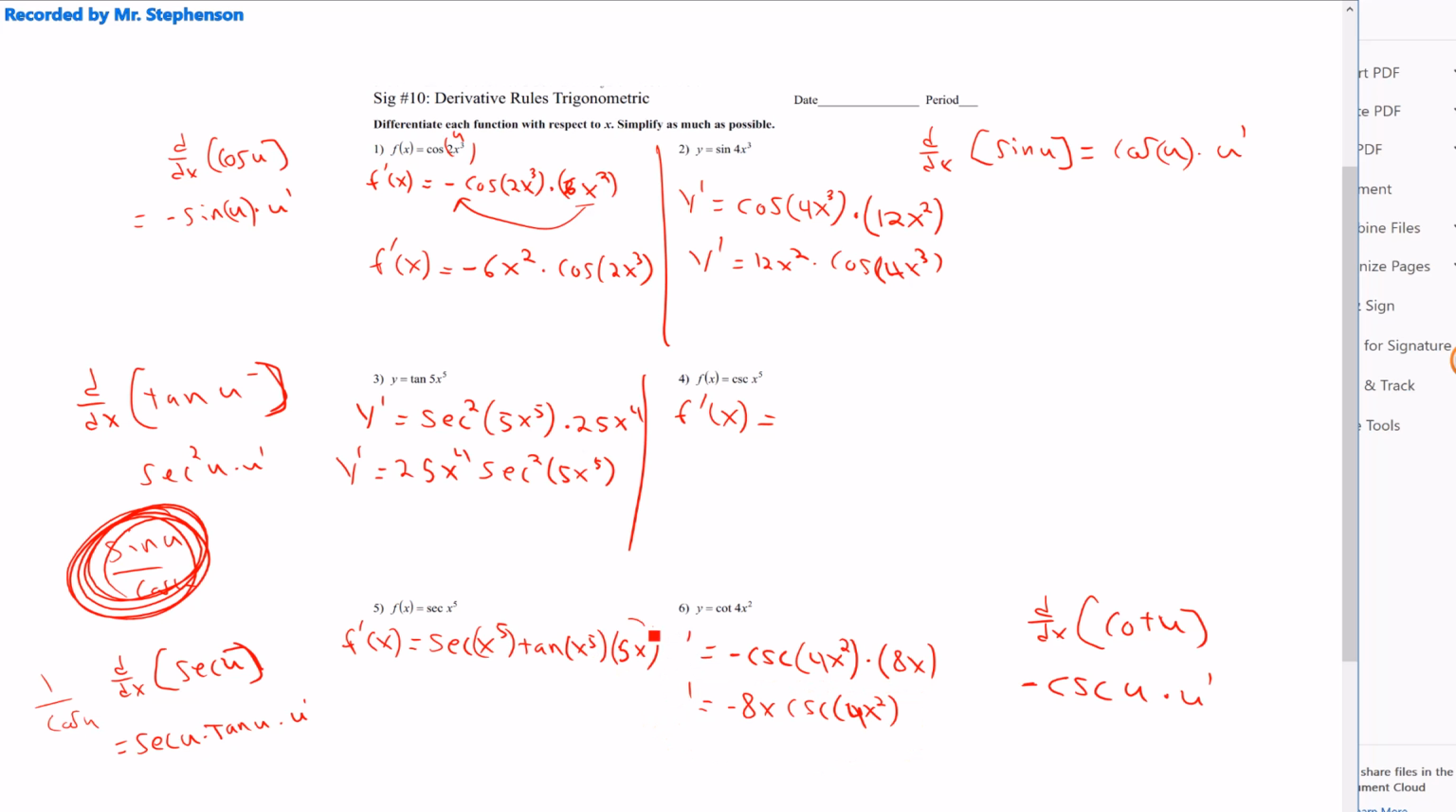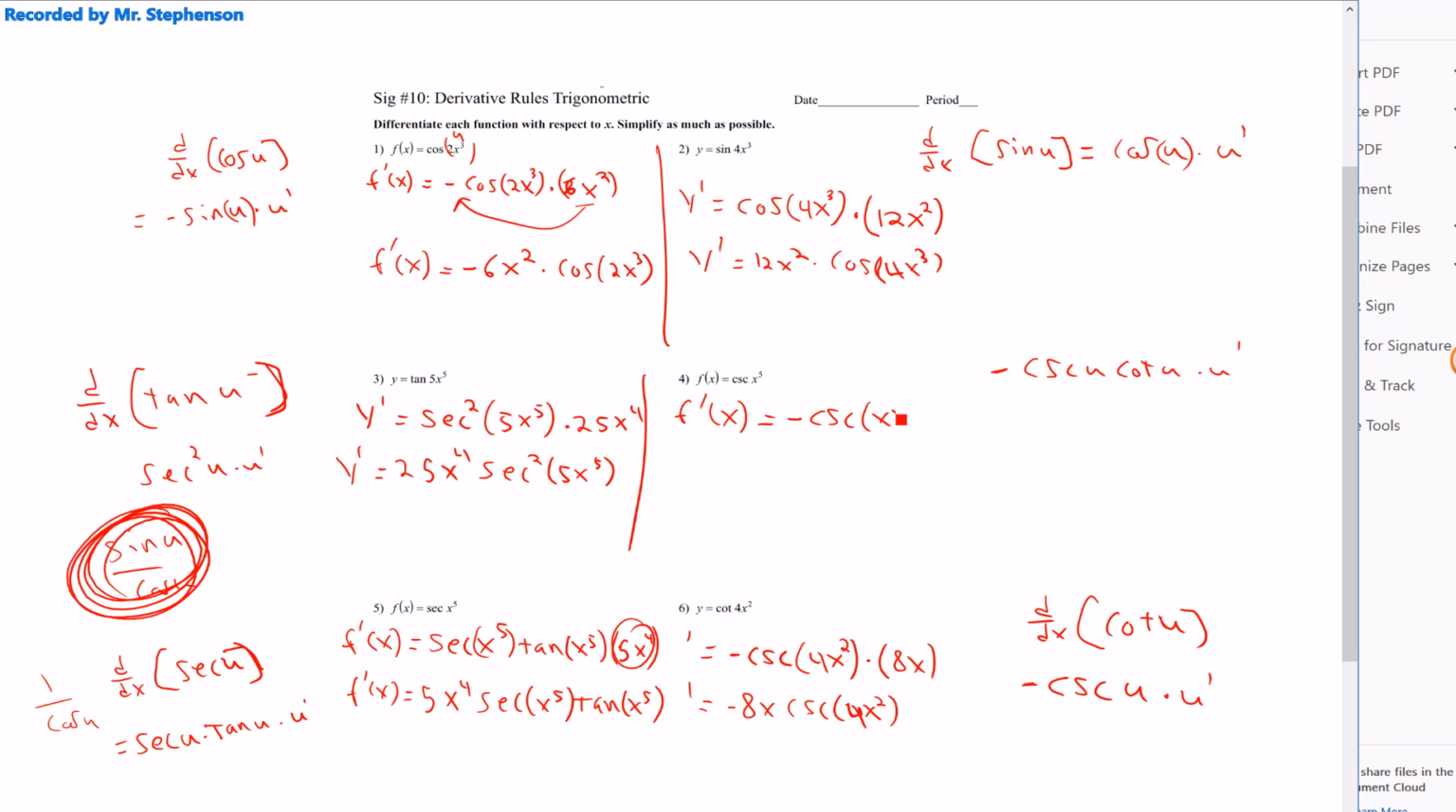Right, and then typically just write this in the front. So 5x to the 4th, secant x to the 5th, tangent x to the 5th, and this is the derivative. All right, so again, if we know secant, we know cosecant. If secant went to secant tangent, then cosecant, remember the cofunctions go to negative. Cosecant will go to cosecant cotangent times u prime.